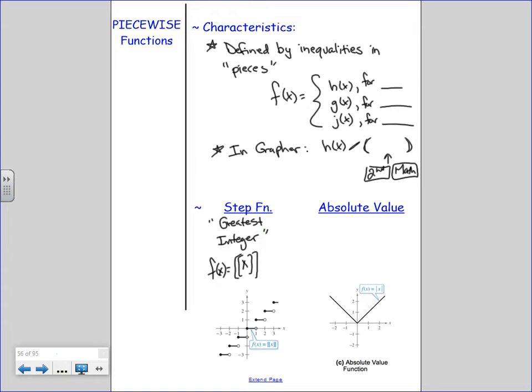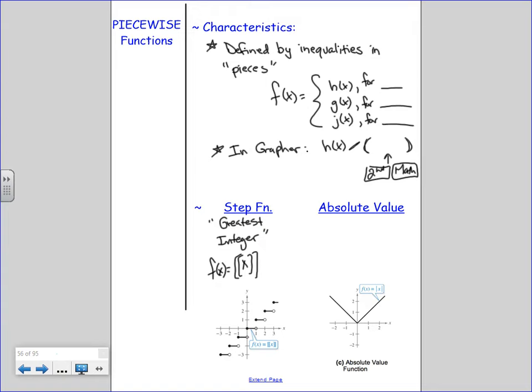I'm not going to show you it defined as a piecewise because it literally is infinitely many pieces. Meaning, you'd have to say x greater than or equal to 0, less than 1. X greater than or equal to 1, less than 2. X greater than or equal to 2. Okay, that'd take forever. No, we're not going to do that.